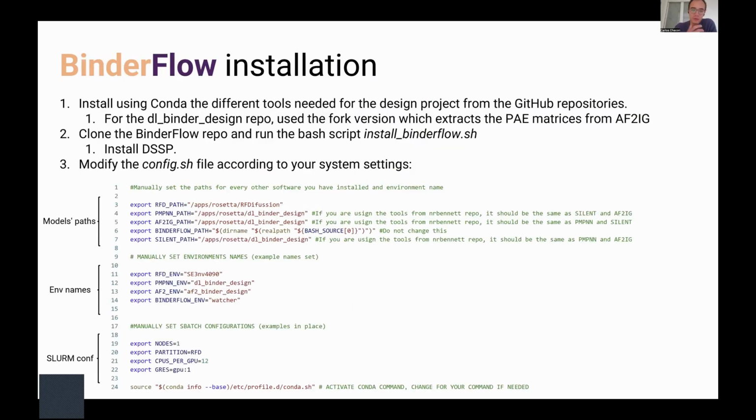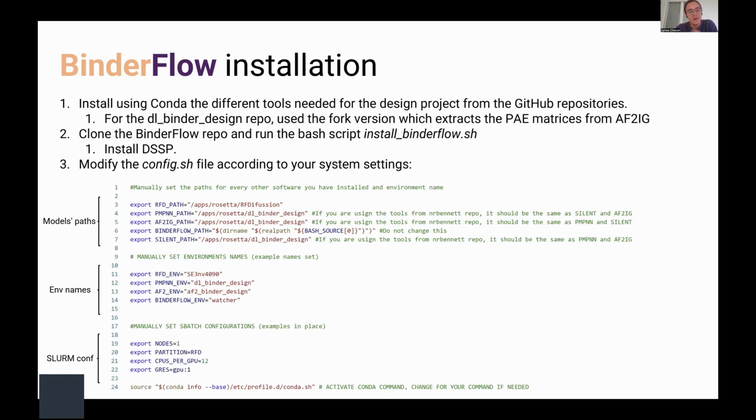So, with respect to how to install BinderFlow, you first have to install, using Conda, the different tools needed for the pipeline from the GitHub repositories. The only one that you don't have to install from the respective GitHub repositories is the DL binder design, for which you have to use the fork version, which extracts the matrices from AlphaFold to initial guess. Then you have to clone the BinderFlow repo and run the bash script install_BinderFlow.sh. This script creates an environment that is needed for the filtering step and for the BFmonitor. And finally, you have to install the SSSP for the filtering step.